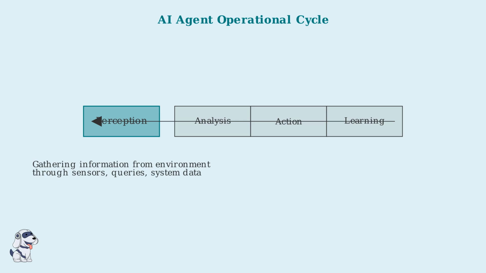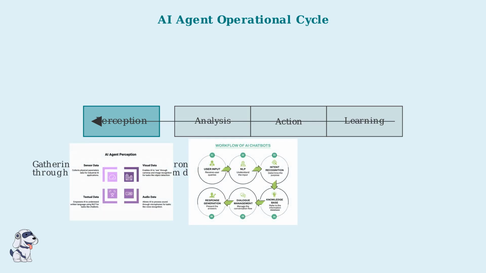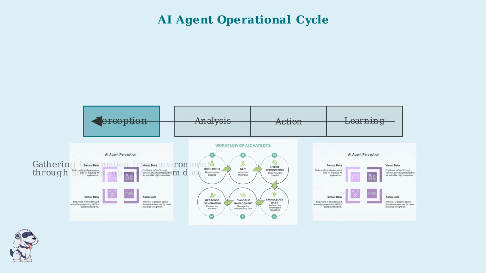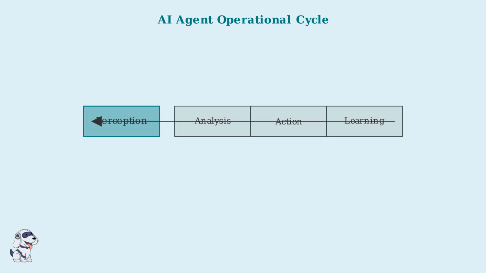The first step is perception, gathering information from their environment through interfaces like sensors, customer queries, or system data. This is how they understand the world around them. During perception, agents collect different types of data, including sensor readings, visual information, textual content, and audio inputs. This comprehensive gathering allows agents to build a complete picture of their surroundings.